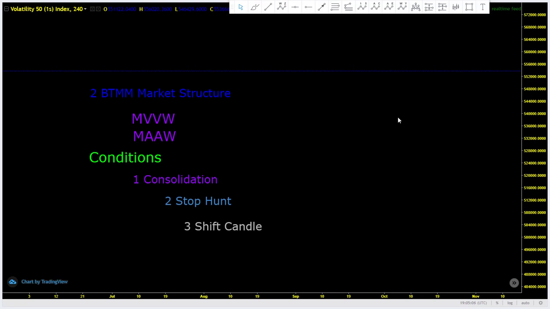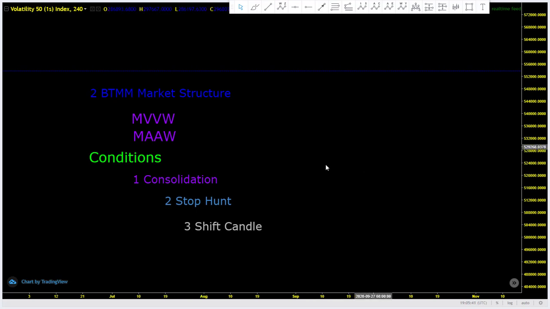Now we want to talk about the Beat The Market Maker market structure, how the market moves in accordance with the market maker strategy. In accordance with the market maker strategy, the market moves in the form of an MVVW or an MAAW. The MVVW is the movement when the price is in a bearish mode, and the MAAW is the movement when the market is in a bullish mode.